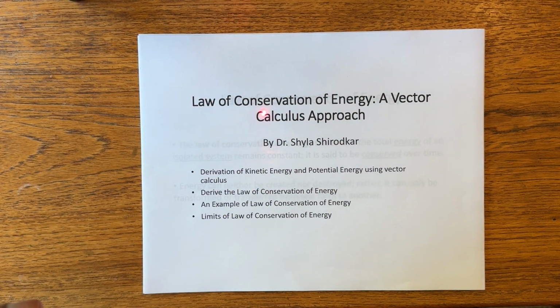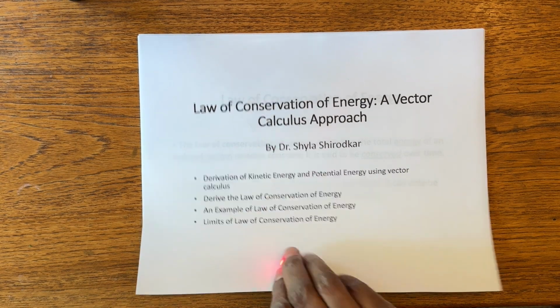So today we're going to talk about the law of conservation of energy using a vector calculus approach. We're going to cover a few topics. The first one is the derivation of kinetic energy and potential energy using vector calculus. We'll then use these concepts to derive the law of conservation of energy, give you an example of the law of conservation of energy at work, and then discuss the limits of the law of conservation of energy.